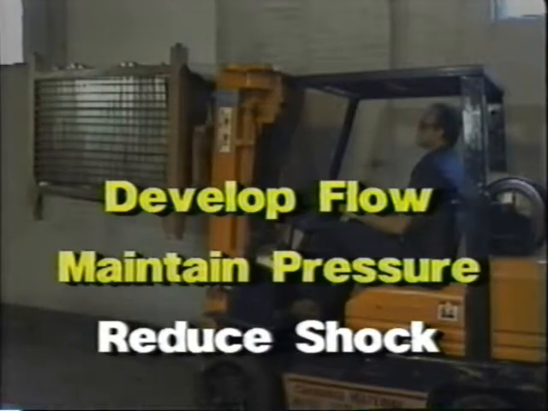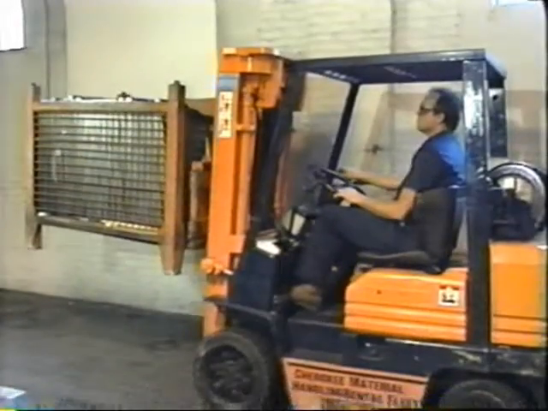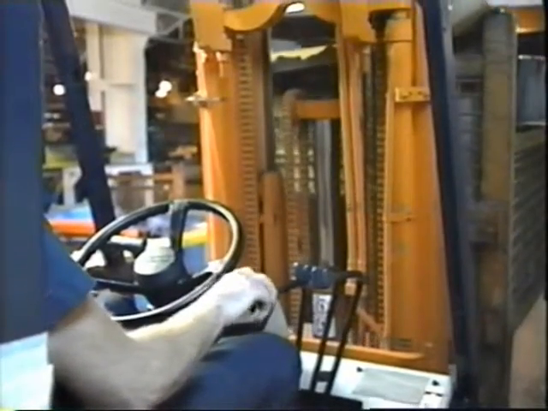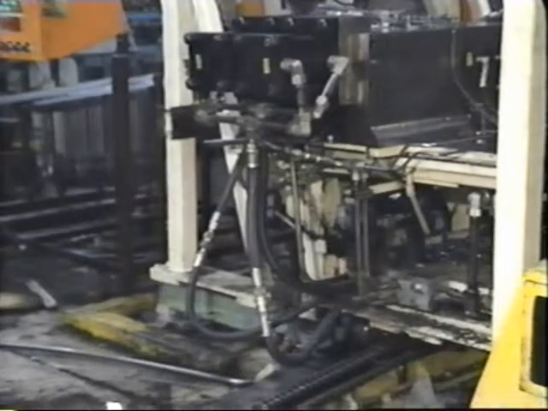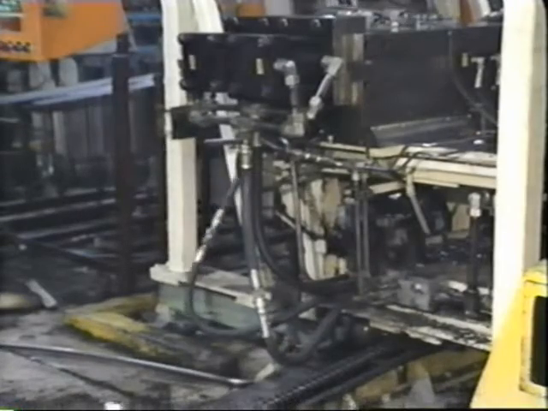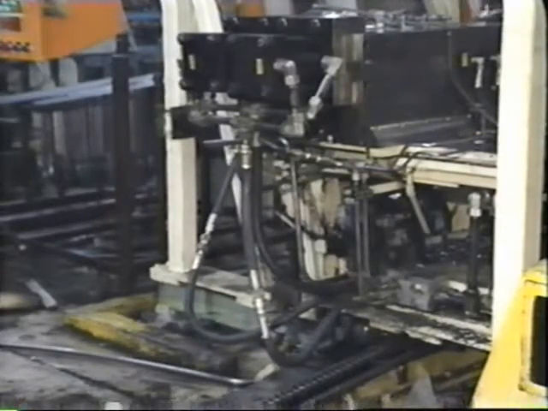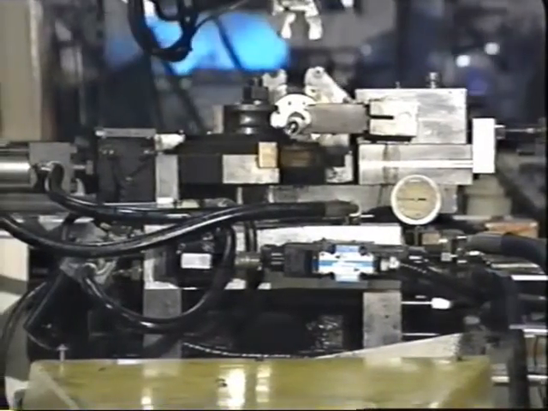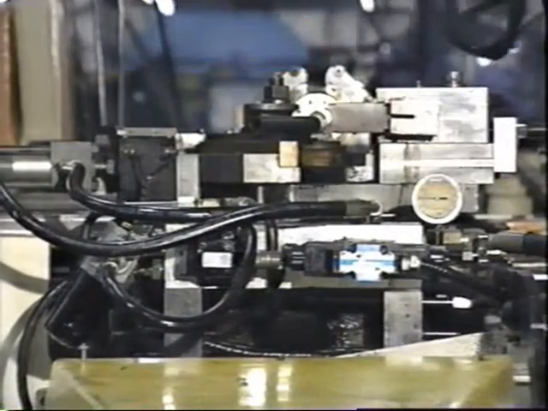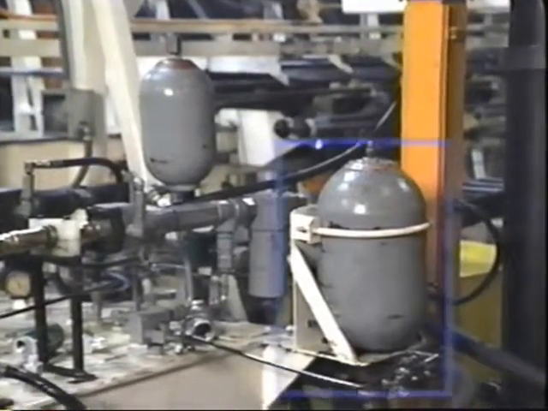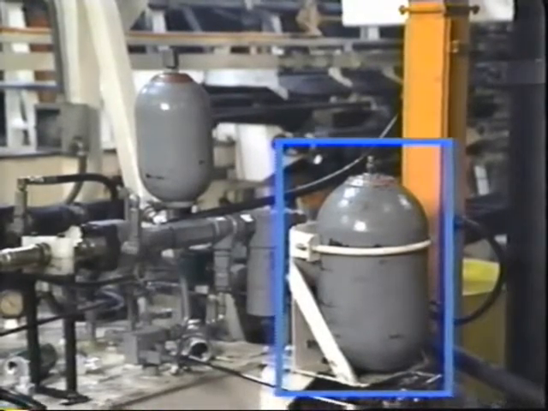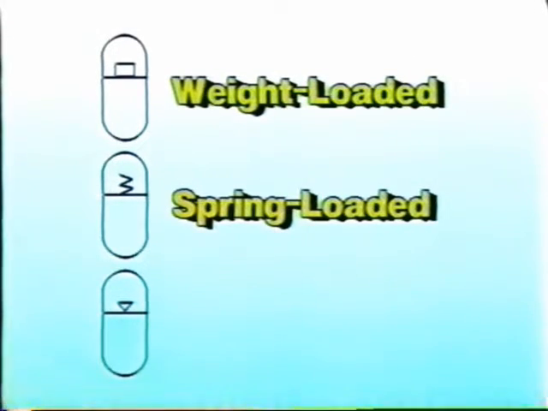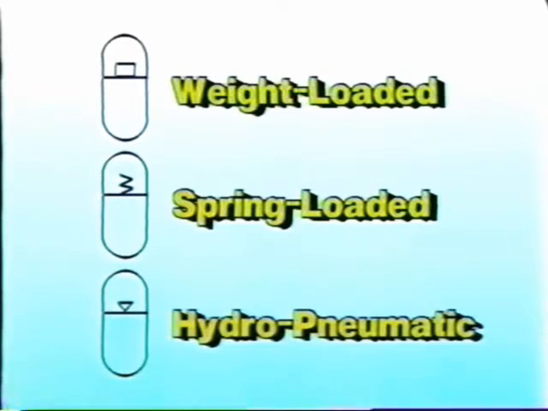Accumulators are also used to absorb hydraulic shock. Hydraulic shock can be caused when system flow suddenly changes direction, as when a directional control valve is shifted quickly. Shock may also occur when a valve is quickly closed, suddenly stopping the flow of hydraulic fluid to part of the system. Hydraulic shock can cause fittings to leak and components to fail. An accumulator in the circuit can absorb some of this shock, reducing the effect on other areas or components in the system. Three types of accumulators are used: weight-loaded, spring-loaded, and hydro-pneumatic.